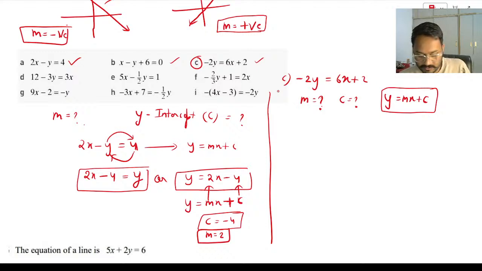Lekhansh is saying 3x plus 1. So m will be 3 and c will be 1. Let's see. Lekhansh has given the answer. So I'll just give it a try. Okay.